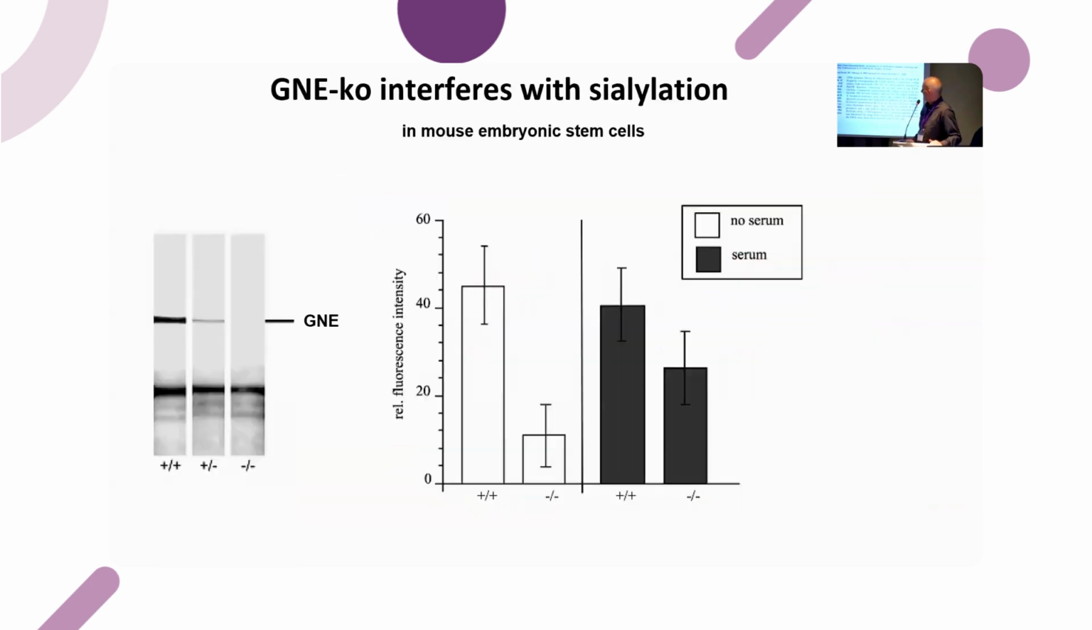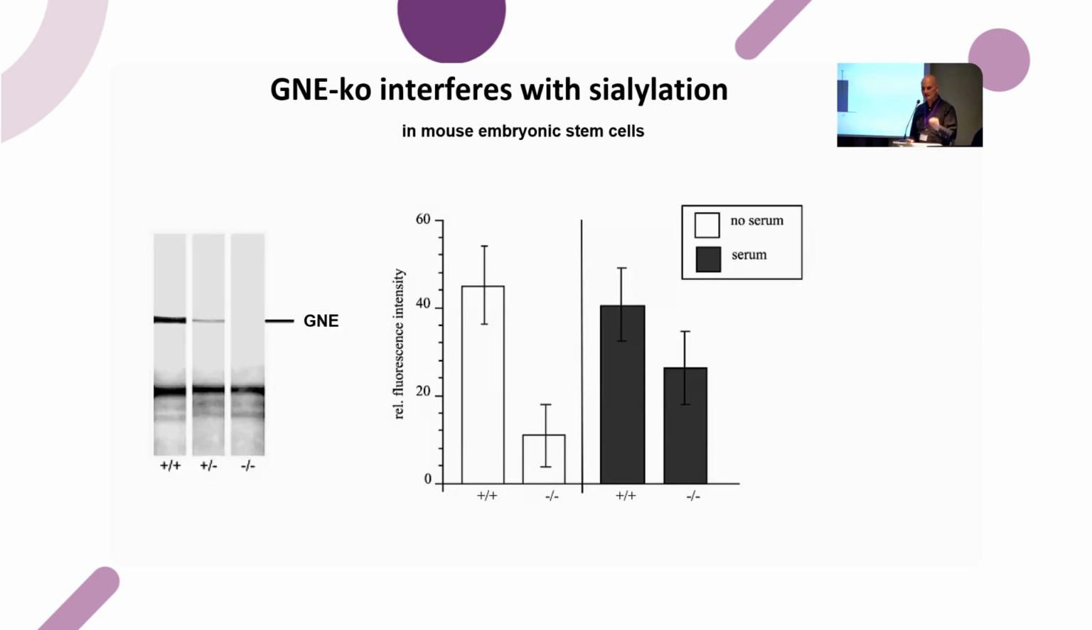So you see here the original data from this old paper from 2001. We had an antibody which we produced ourselves, of course, unfortunately. But you see here GNE in the wild type cells, and in the heterozygous cells you see only half, and in the knockout cells you don't see anything.